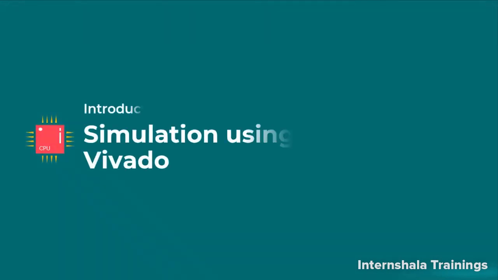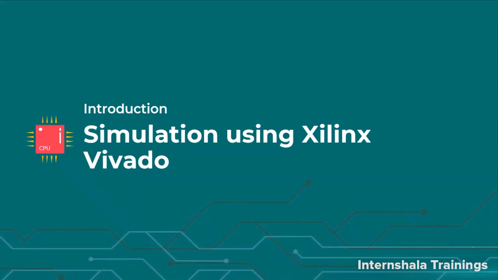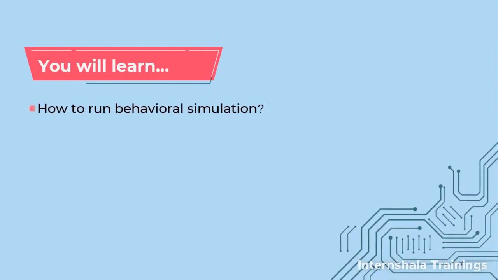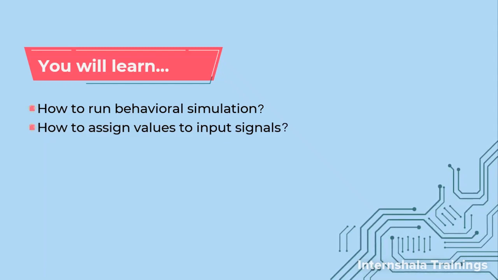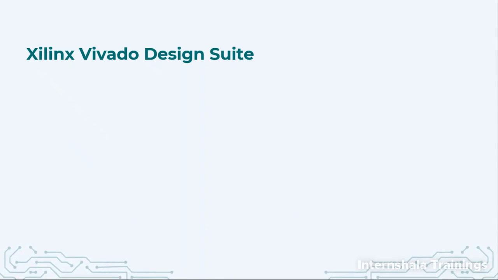Hello students, welcome back. So we were discussing the sample Verilog code simulation and the RTL schematic generation in the previous video. Continuing with the same example, in this video we are going to talk about how to run the behavioral simulation, how we can assign values to the input signals, and how we generate different test cases using the waveforms. All of this we are again going to do using the Xilinx Vivado design suite, so let us get started using the same example.